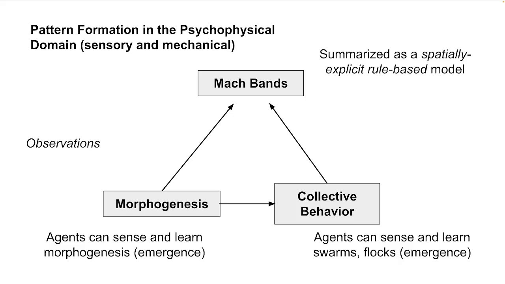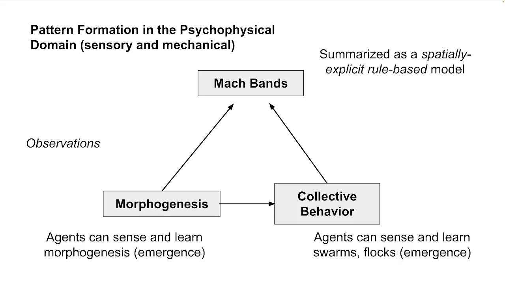And so we can do this by looking at Mach bands in relation not only to morphogenesis, but also to collective behavior. So this is where we have pattern formation in the psychophysical domain. We have some agent that's observing these Mach bands, and they're summarizing them in a spatially explicit rule-based model. So they're interpreting Mach bands as something with some sort of spatial resolution, and they're using rules to interpret the different conditions of those Mach bands, where the boundaries are, where the stable regions are, and so forth.